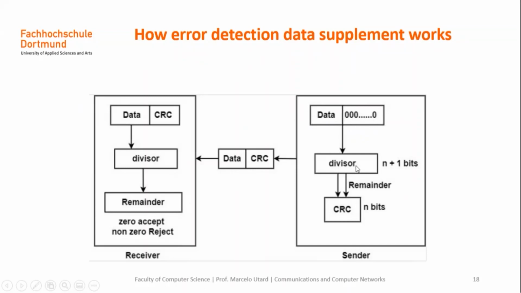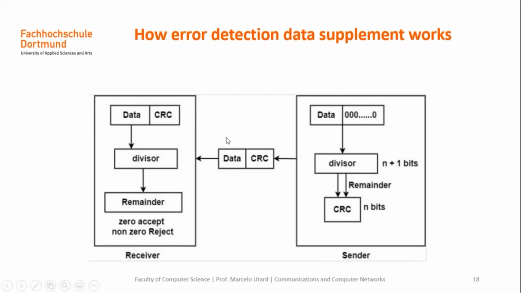Then we perform a division of this number by this divisor. This divisor has a length of n+1 bits, and the remainder of the division is a number of n bits. That is the CRC, and these n bits are then appended to the data to be transmitted over the network.